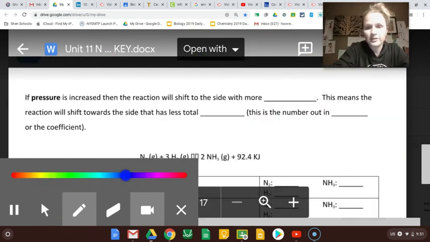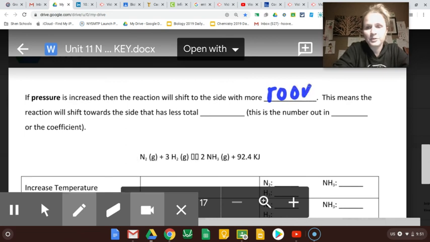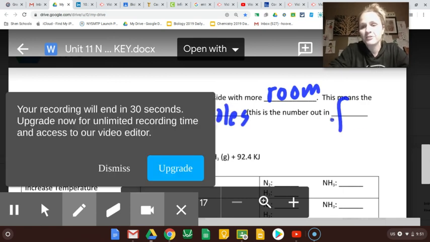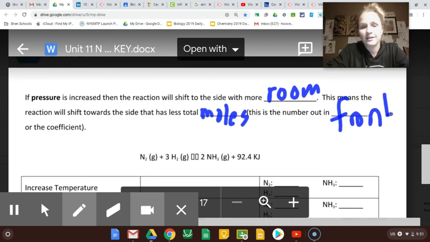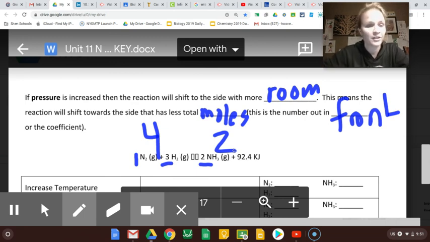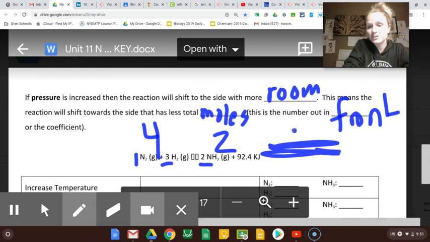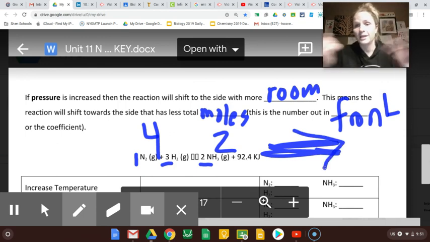So here's the note about this. If you increase pressure, it's going to shift to the side with more room. This means the reaction will shift towards the side that has less total moles, and that is the number out in front. Okay, that's this 1, this 3, making this side 4, and this side is 2. So it's those numbers out in front. So then again, once you figure out which way it's shifting, then you decide who's being made, who's being used up.